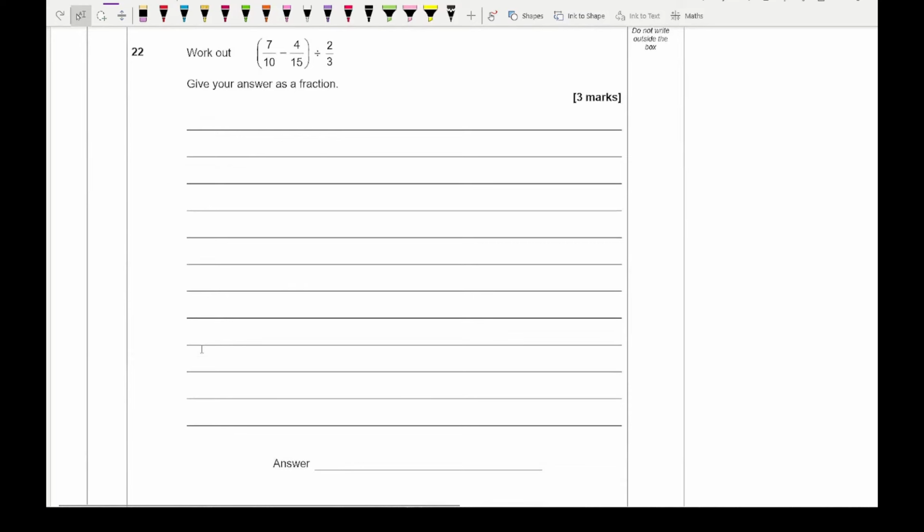Moving on to question 22, it says work out, and then we've got some fractional calculations to work this one out.